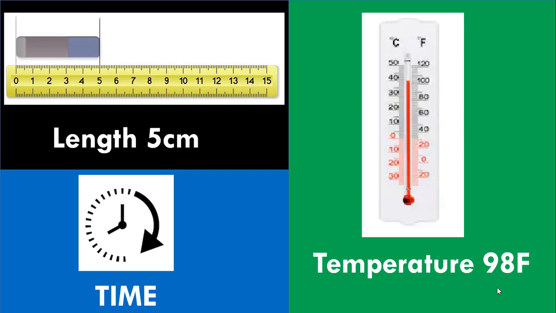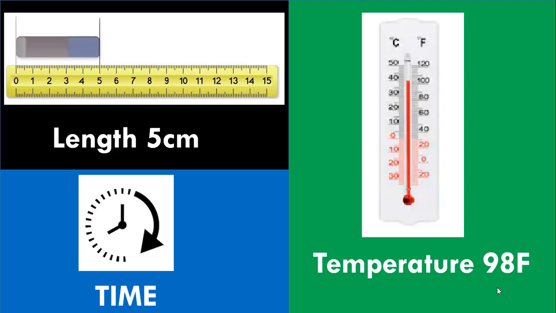Similarly, for the time, we need only the number and its unit. No other information is required. In case of the temperature, which is 98 Fahrenheit in this example, 98 is the number, the magnitude of the temperature, and Fahrenheit is the unit of it.